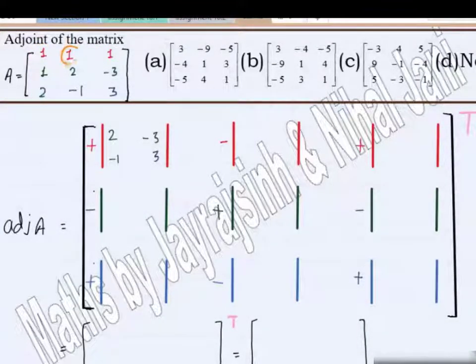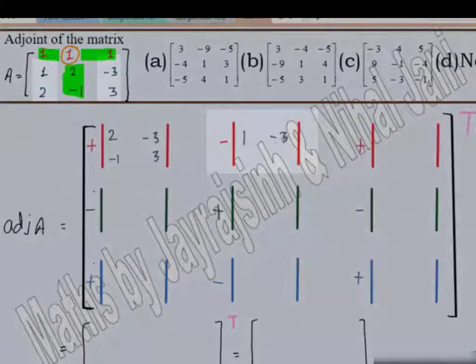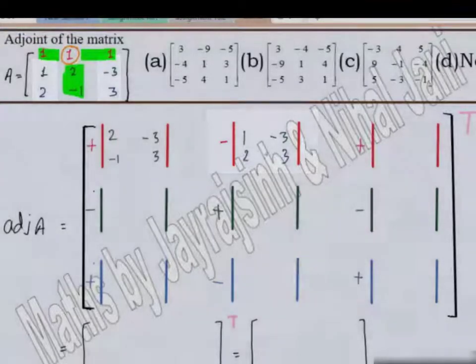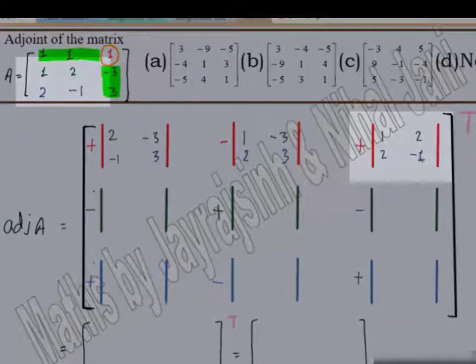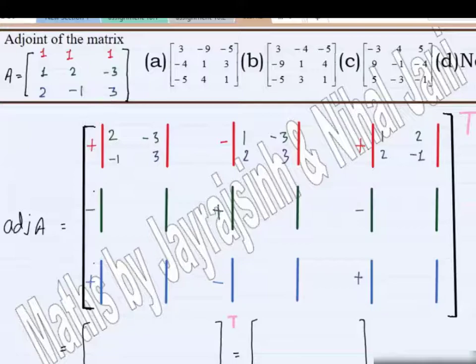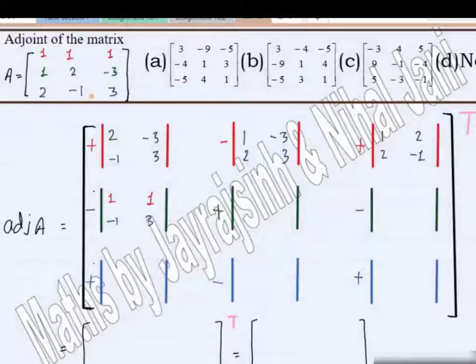Then the cofactor of the next element will have a negative sign. We have to ignore the first row and second column. So here we'll get 1, minus 3, 2, 3. Similarly, the cofactor of the last element is plus 1, 2, 2, minus 1. Now let's move to the second row's first element. Its cofactor has a negative sign and the elements are 1, 1, minus 1, 3. The rest of the cofactors can be found in a similar way.